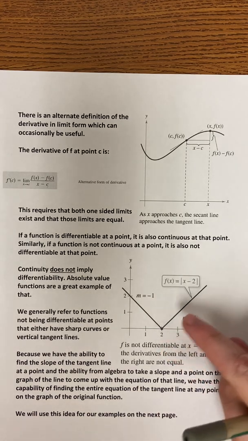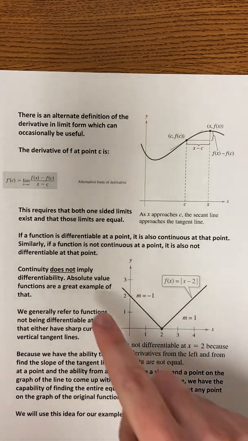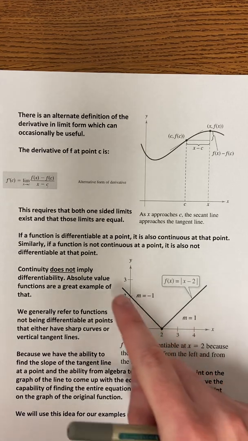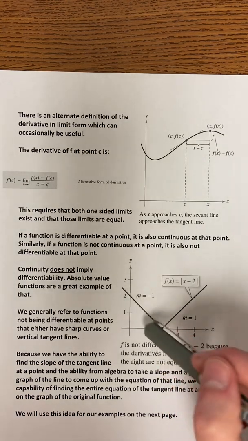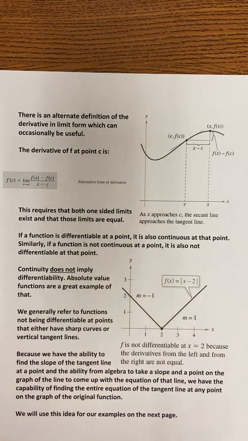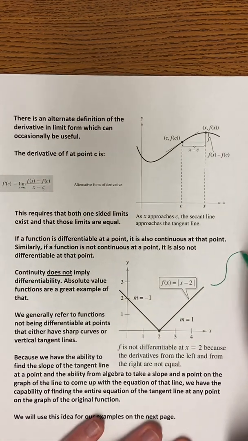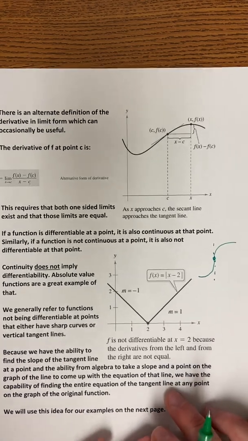Absolute value of x or any version of that is a great example. Particularly at the point where it switches direction, the limits are not the same because the slopes on both sides of that point are not the same. And what that means is that it's not differentiable. Generally speaking, a function could be not differentiable because of a sharp corner or potentially a vertical tangent line at that point. Something like a function like this, right here, where the tangent line would be vertical, it wouldn't be differentiable at that point.